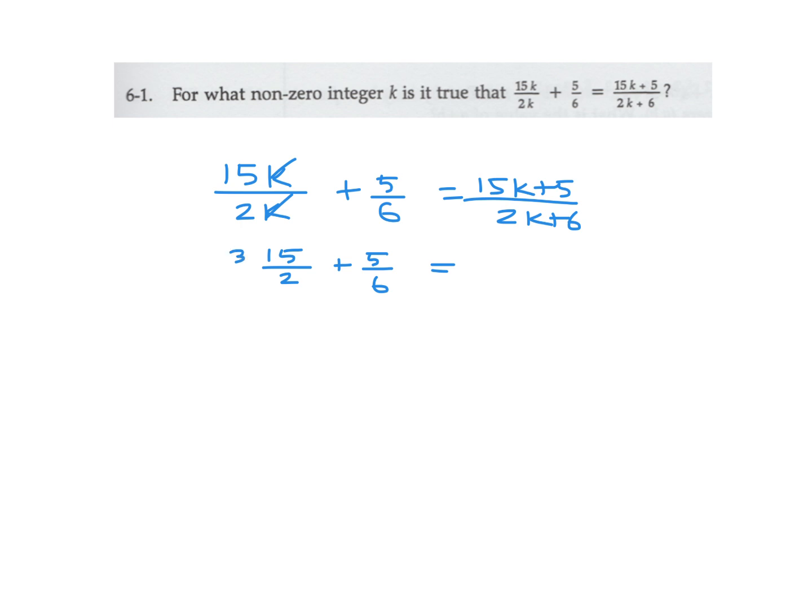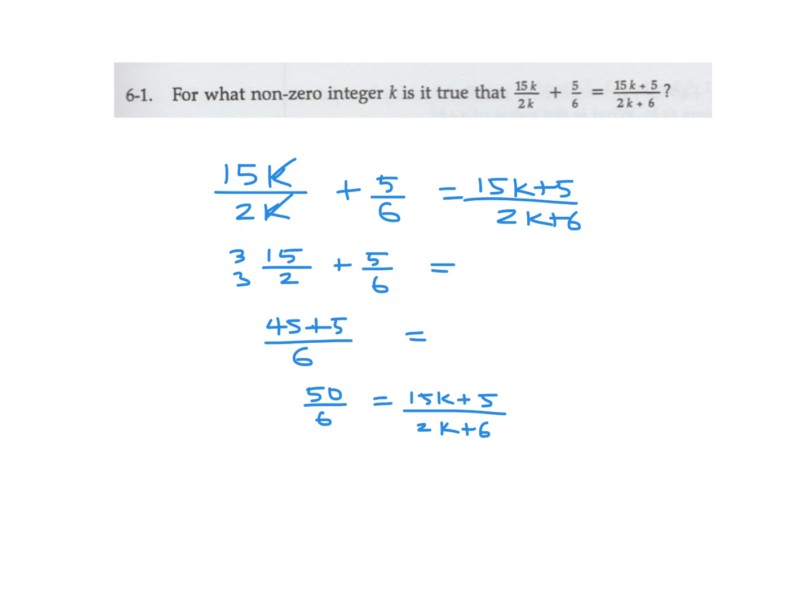Let's just get a common denominator first. 3, so that's going to be 45 plus 5 over 6, and that's going to be 50 over 6. And that's 15k plus 5 over 2k plus 6. Okay, so then we're going to cross multiply here.